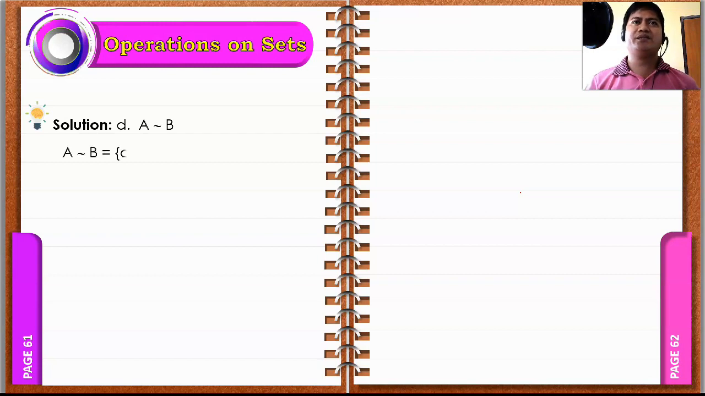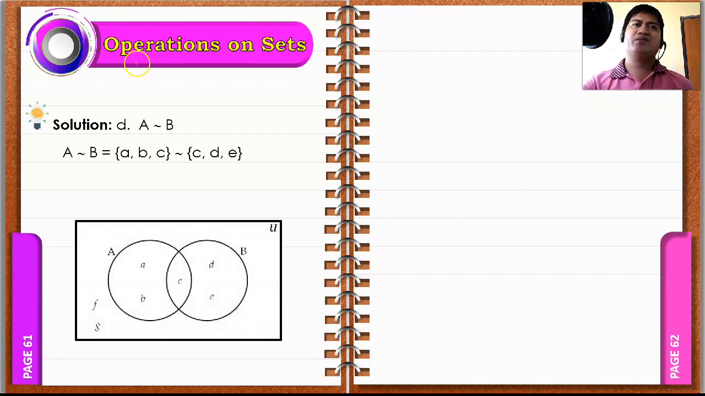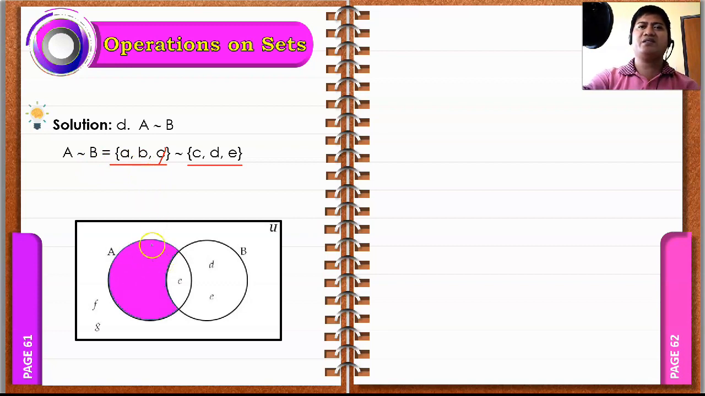Now, we have the difference of A and B. We have set A, which is A, B, C, and set B, which is C, D, E. This time, the difference of A and B is the elements found in A but not in B. So we will cross out those elements in A that we can also find in B. C is the element found in set B, which is also in A. So cross out C, and the remaining is now the difference of A and B, which will be the shaded part. Cancel the C, because it is also part of B. So the answer is A and B.